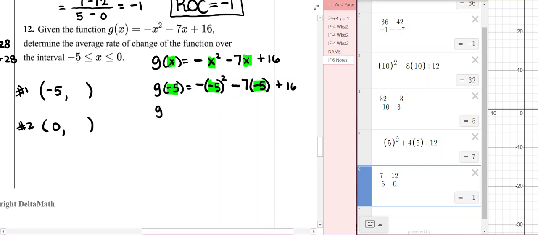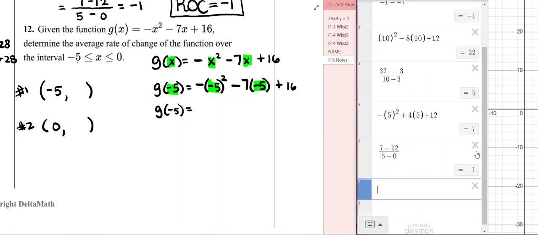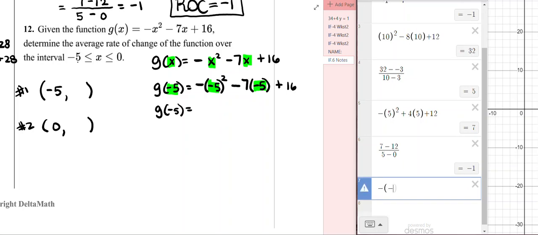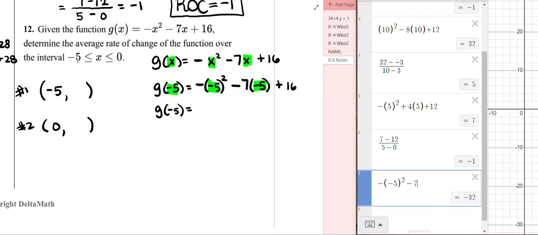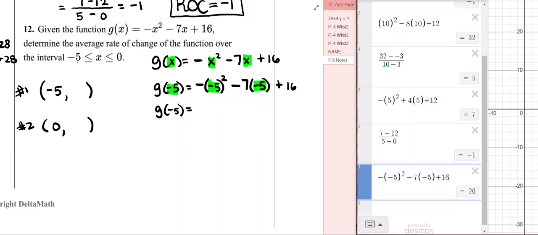All right, then you just put this in the calculator. Once again, here we go. You can watch me so that you can see how I enter it. Negative sign, parentheses, -5, close parentheses, squared, -7, parentheses, -5, close parentheses, and then plus 16. And the answer is 26. So this tells us that when the input is -5, the output is 26. And we're going to do the same thing for g of 0.